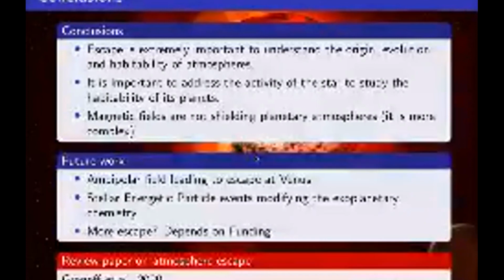So as a conclusion, escape is extremely important to understand the origin, evolution, and habitability of the atmosphere. And it's really important to address the activity of the stars. And we cannot say that the magnetic fields are shielding planetary atmospheres, but we know that they have an effect. And it's a very complex thing, and it's really our objective here to understand what is going on.